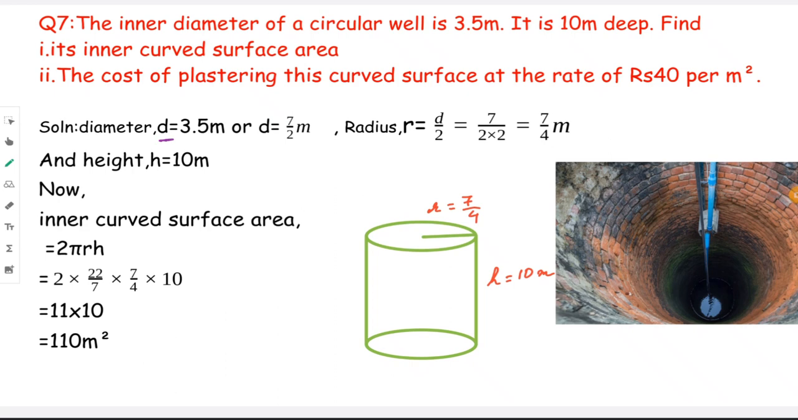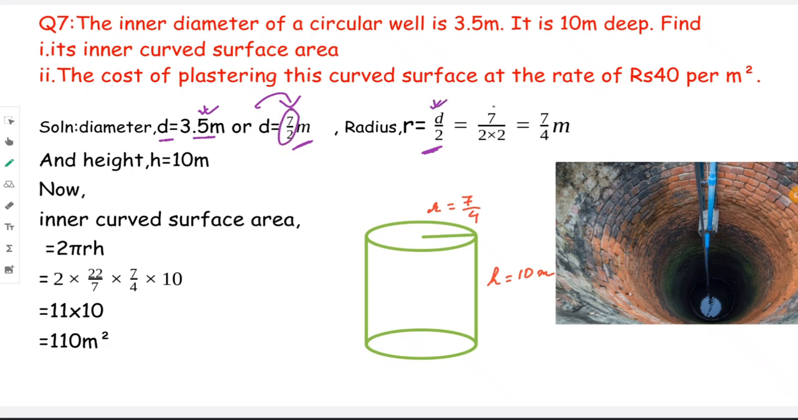3.5. But in place of writing 3.5, I'll write it simply as 7 by 2. When you divide 7 by 2, you'll get back 3.5, alright? We're doing this just to make our calculations easier. So now diameter is 7 by 2. Let's try to find the radius. Radius is D by 2. But you know D is how much? D is 7 by 2.